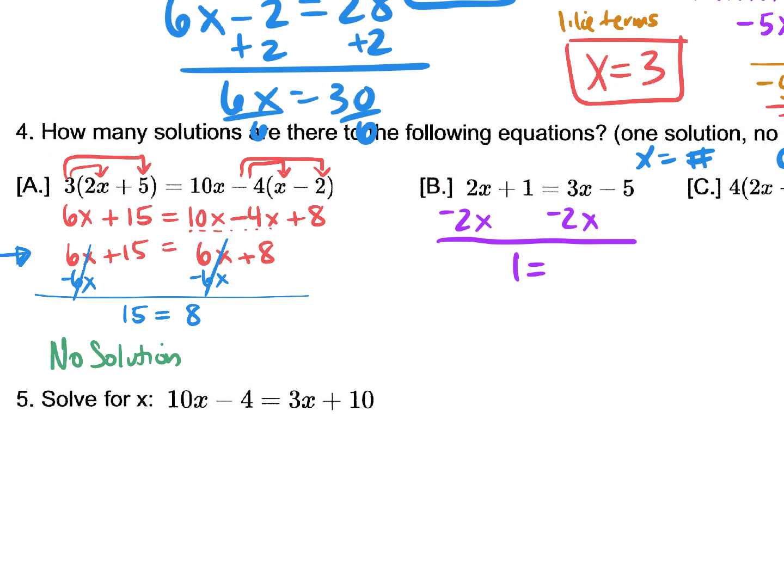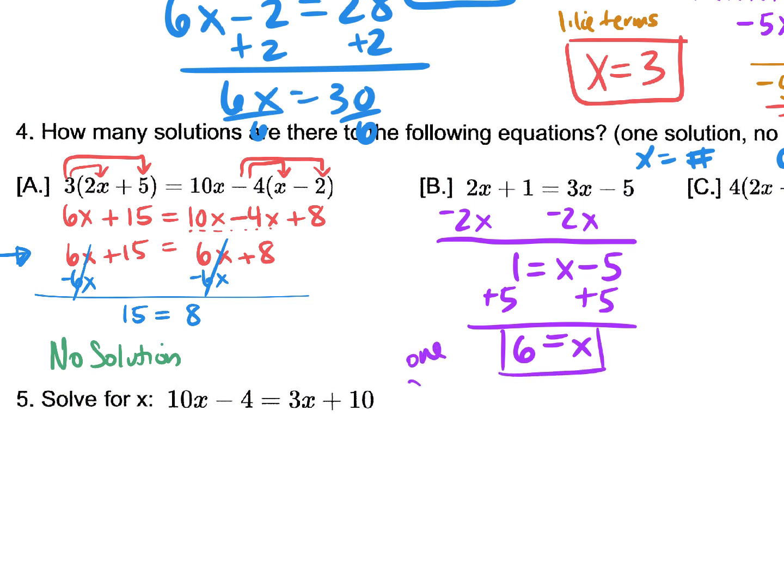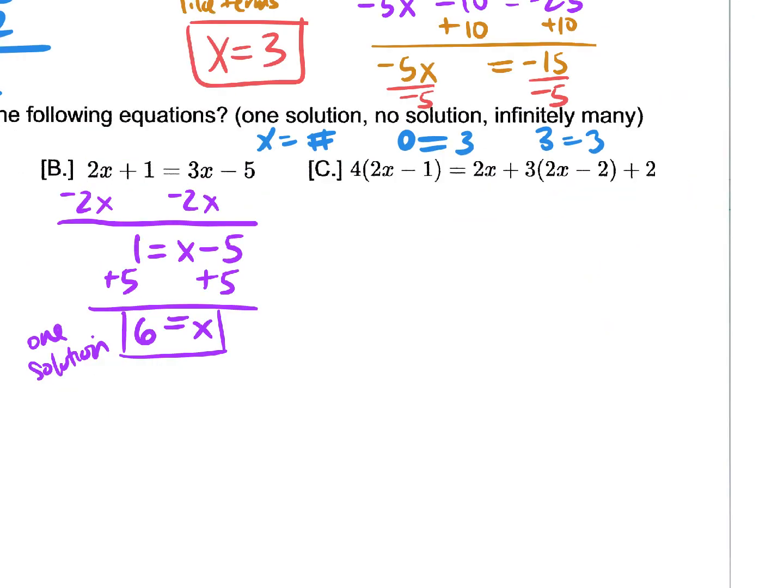So on the left-hand side, I have a positive 1 left, and then I have 3x minus 2. That leaves me with x, and I drop down my -5. Now, the only thing that I need to do is combine my numbers together, so I'm going to add 5 to both sides, and I'd get x is equal to 6. So that means this one has one solution because we actually figured out that x is equal to 6. So one solution.